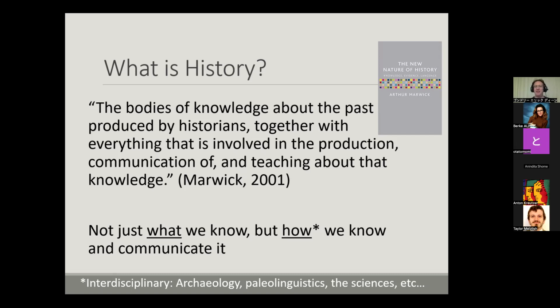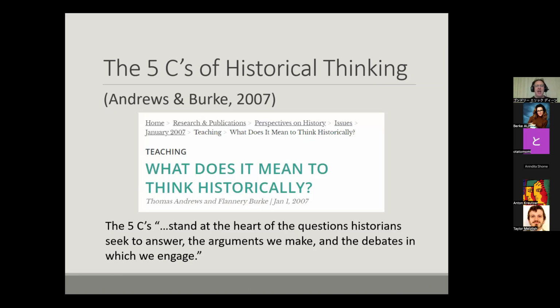And how we know it is really interdisciplinary. It comes from archaeology, the sciences, and so on. Now, the five C's of historical thinking comes from an article written by a couple of Canadian history teachers in 2007, teaching historical thinking.